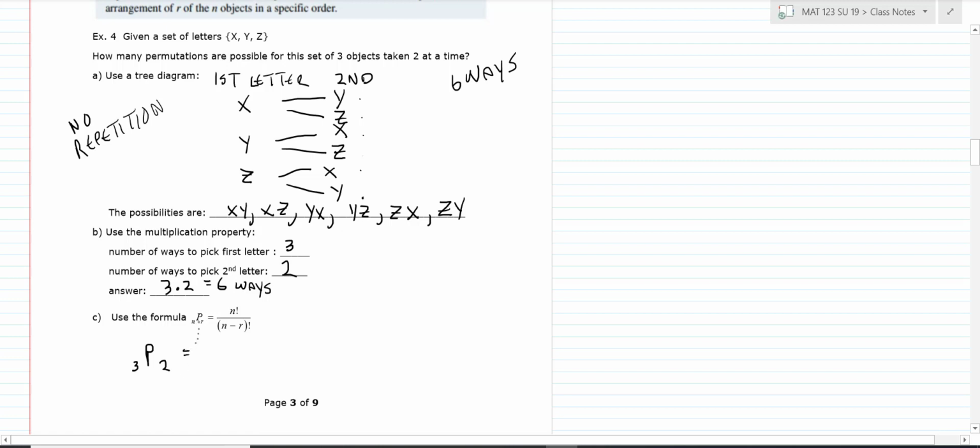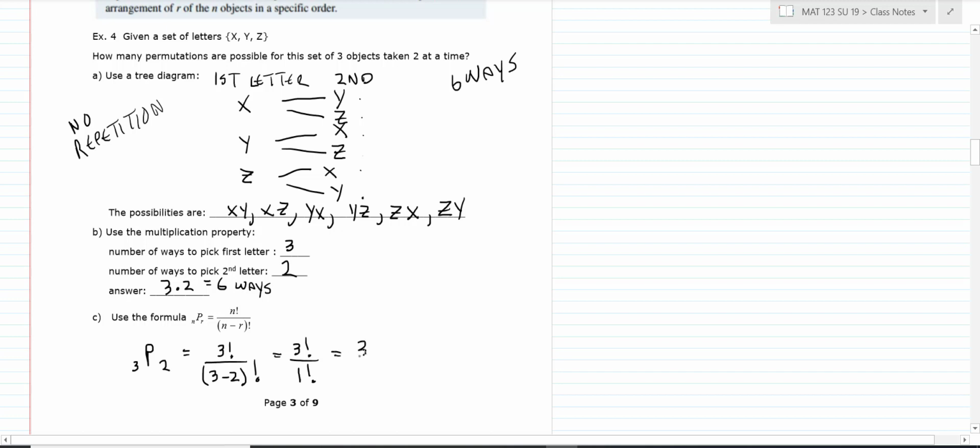Okay, well, the way this formula goes is this number. You do the factorial, so we do the 3 factorial. Then we subtract n and r, so that would be 3 minus 2. So that's how the permutation formula goes of n items taken r at a time. Now, if you work this out, you would have 3 factorial over 1 factorial.